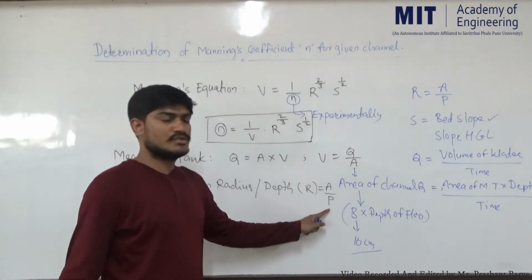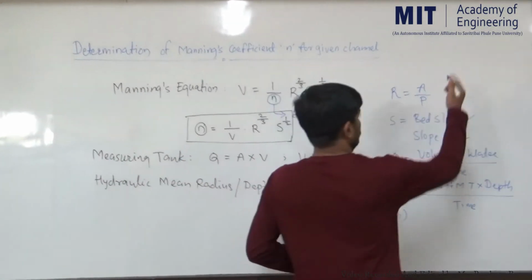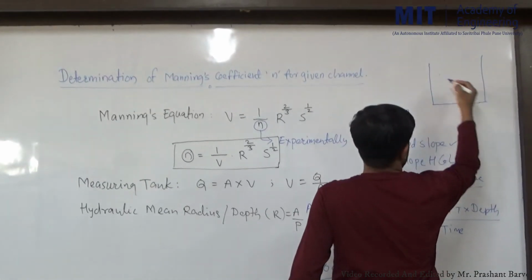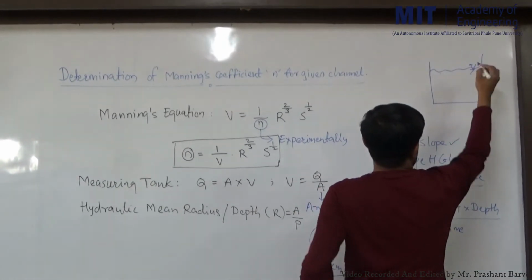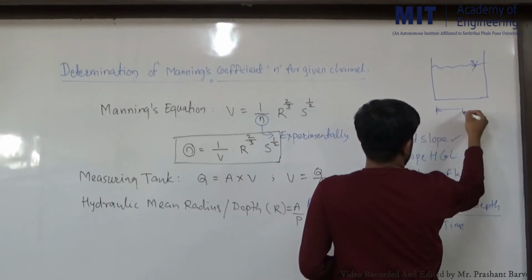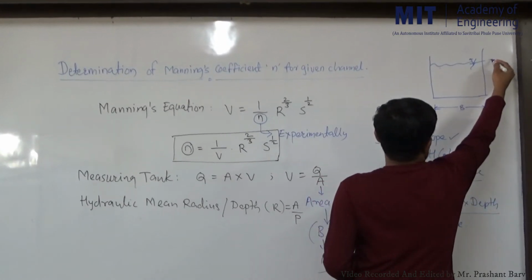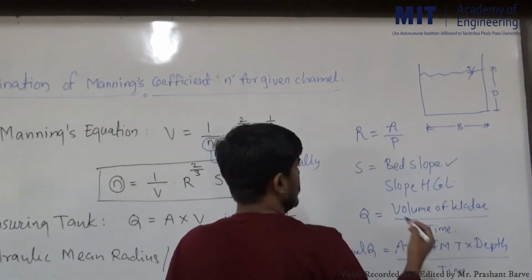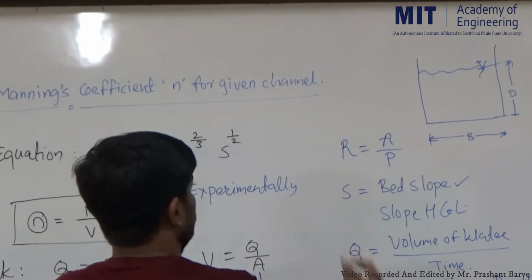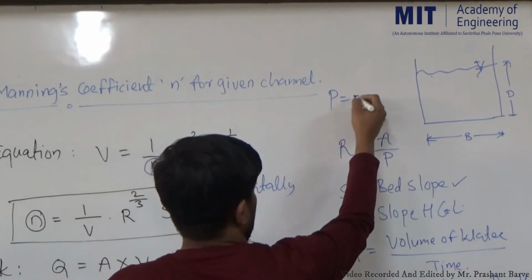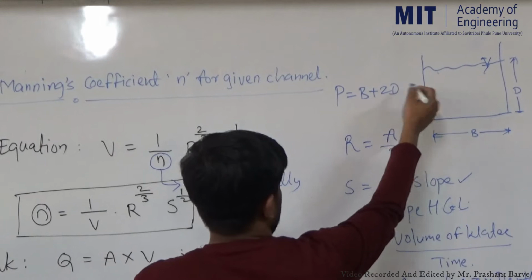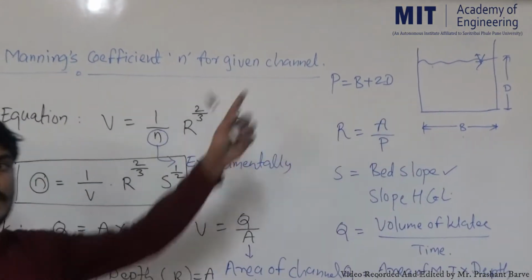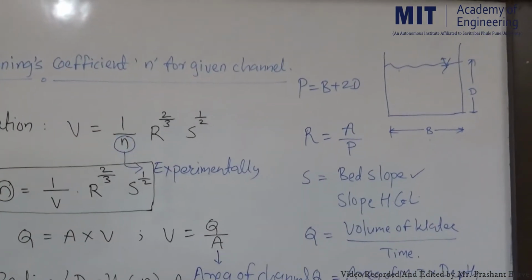P is the perimeter. Since our channel is rectangular, see how our channel will look like this. So this will be our channel, and let us say this is the water tank. This will be the width B and this will be the depth of water D. So the perimeter P, the weighted perimeter, I can calculate from this as, I will write here itself, P equals B plus twice the depth, because one depth is on this side, one depth is on this side, plus B. So the perimeter I can determine by that equation.